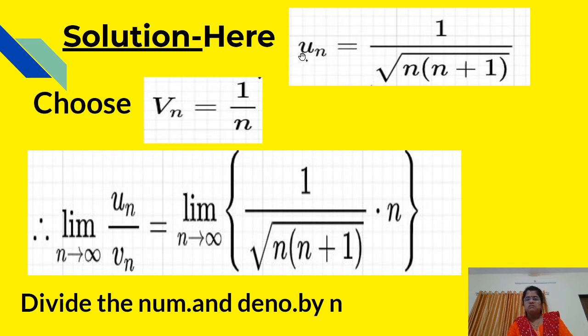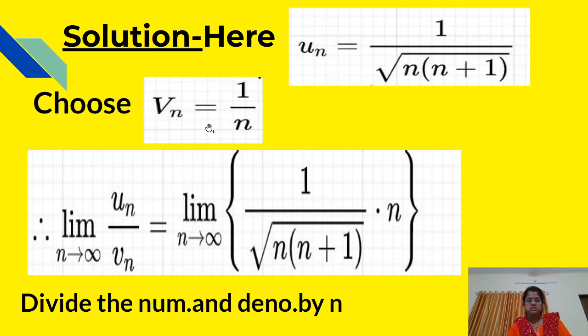Here, the given series can be written in the form un is equal to 1 upon under root n (n plus 1). If we put n is equal to 1 in this RHS, we will get the first term of the given series. If you put n is equal to 2 in this RHS part, you will get the second term of the given series.